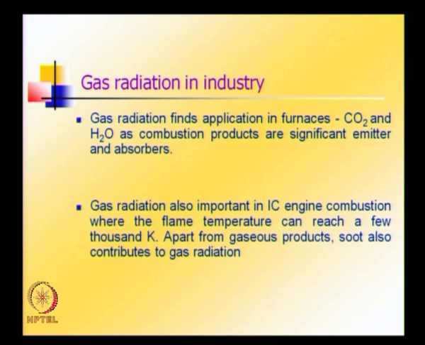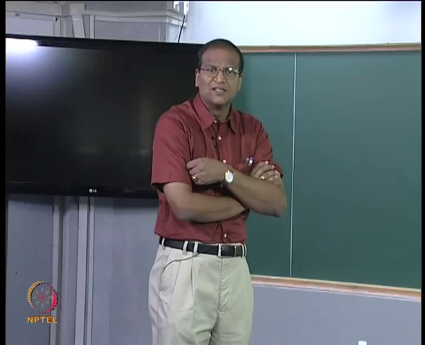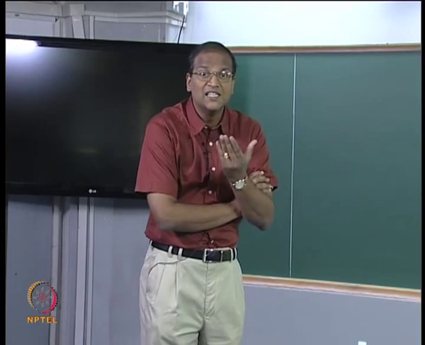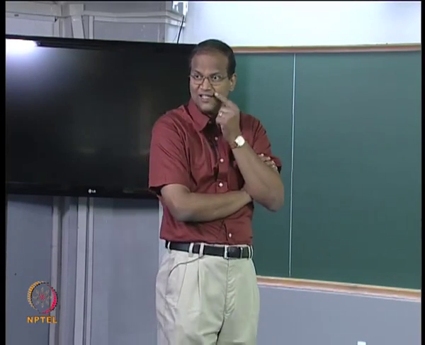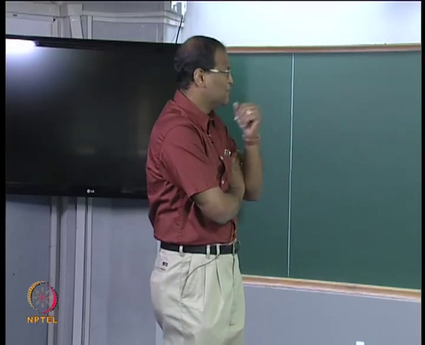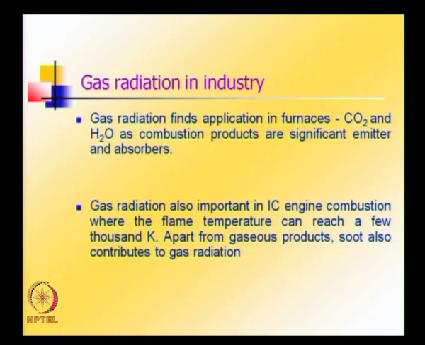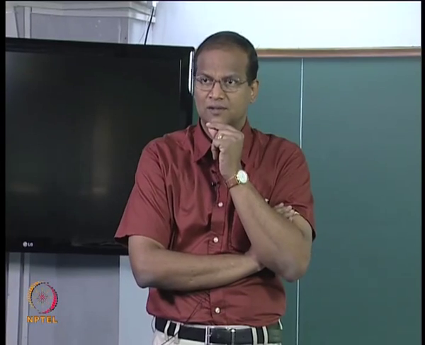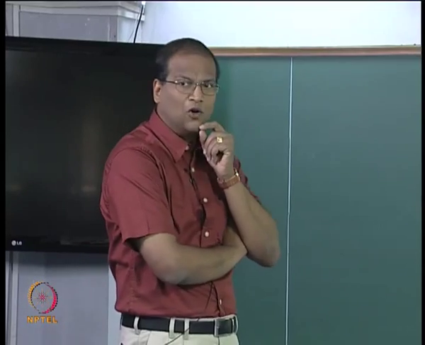Okay, what about gas radiation in industry? Gas radiation finds application in furnaces. Carbon dioxide and water vapor are combustion products, and they are significant emitters and absorbers. These gases are found in furnaces, combustion chambers, and IC engines. Gas radiation is also important in IC engines where the flame temperature can reach a few thousand Kelvin. Also, one important thing is there is also soot in the products of combustion in the IC engine. Soot also is luminous, so soot also contributes to gas radiation.